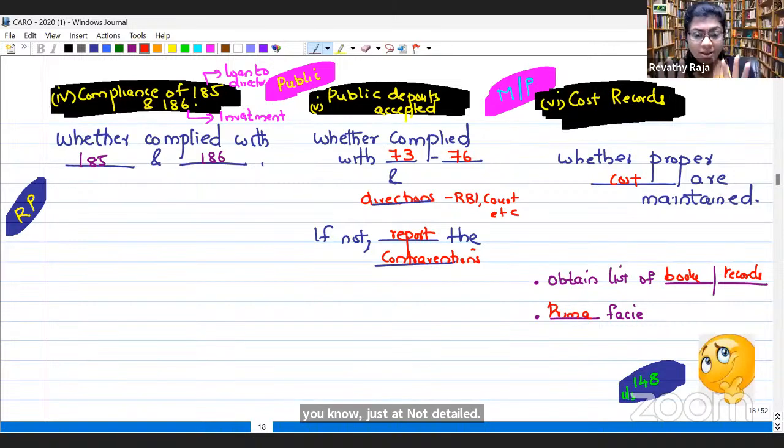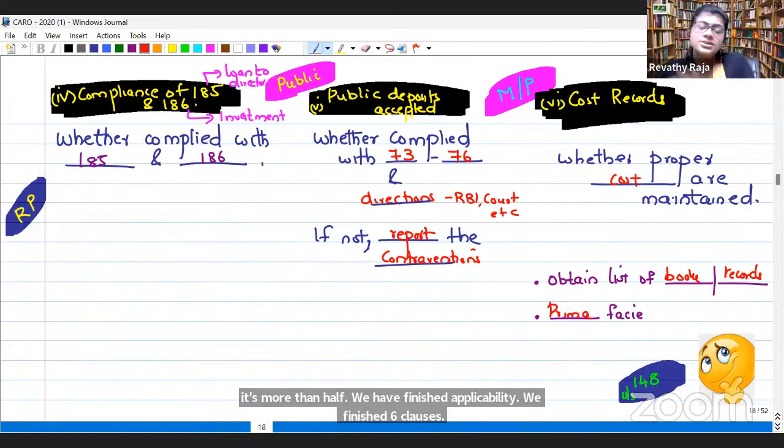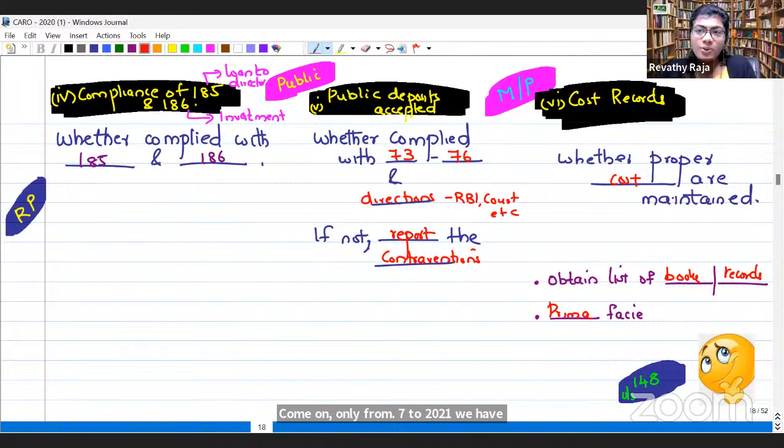Are we all clear with CARO till clause 6? It's more than half. We have finished applicability. We have finished 6 clauses. Only from 7 to 20 remain, 21 we have done. So take rest for 1 minute, then we'll proceed.